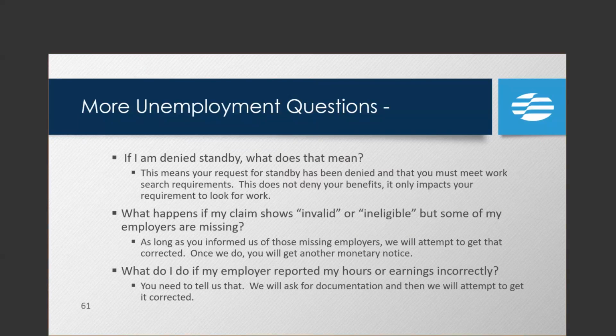What happens if my claim shows invalid or ineligible, but some of my employers are missing? As long as you informed us of those missing employers, we will attempt to get that corrected. Once we do, you will get another monetary notice. What do I do if my employer reported my hours or earnings incorrectly? You will need to tell us that. We will ask for documentation such as pay stubs or W-2s, and then we will attempt to get it corrected.